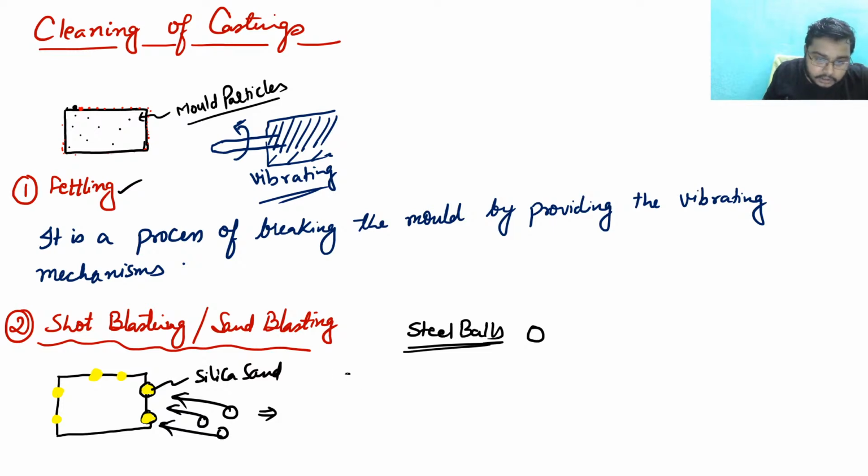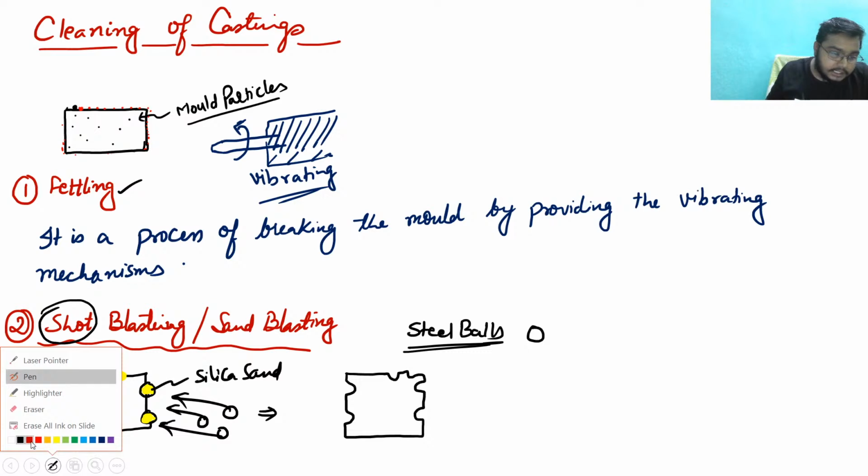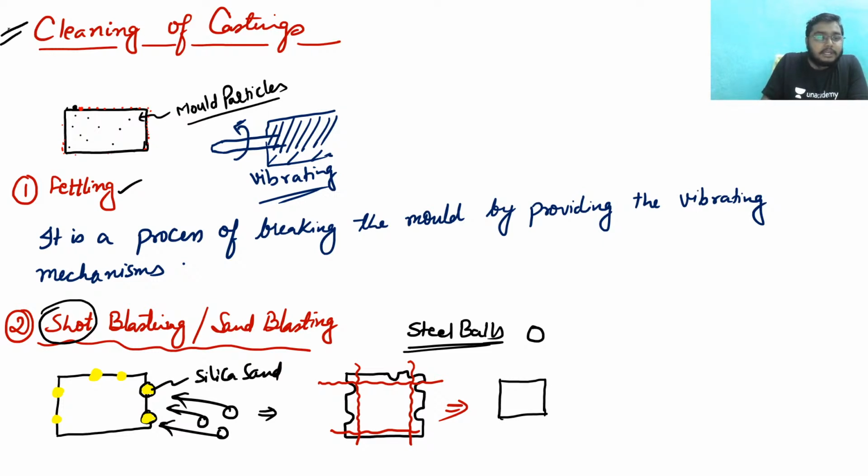So after using the steel balls, which are known as shot, and blasting the shot, the silica sand gets removed, and you will get this kind of casting. After that, you will machine these parts all the way through, and you will get a very nice casting. In this way, you are cleaning the castings.